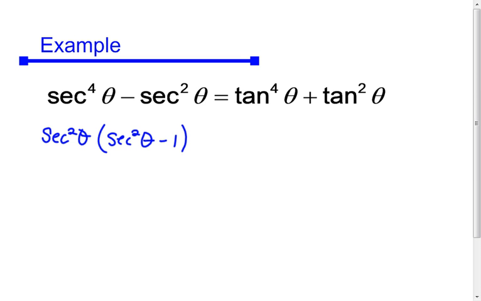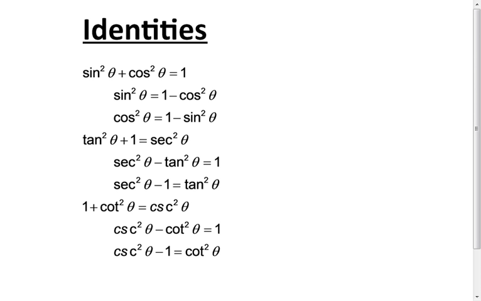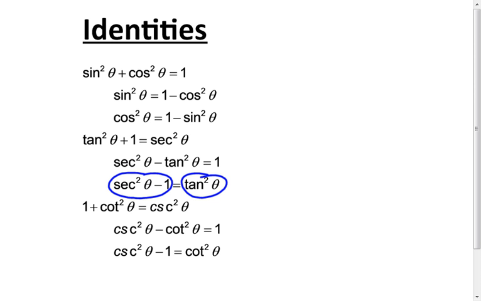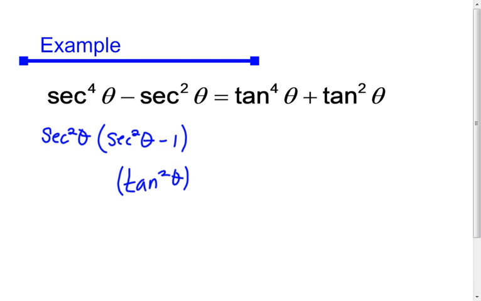Okay, let's see if that did me any good. Secant squared minus 1 right here is tangent squared, so secant squared minus 1 can be replaced with tangent squared. And then if I use those same things, secant squared right here can be replaced with tangent squared plus 1.